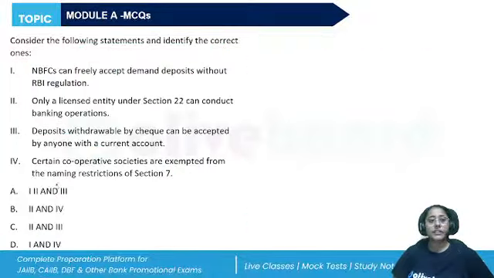All right, next question. Consider the following statements and identify the correct ones. NBFCs can freely accept demand deposits without RBI regulation. Only a licensed entity under Section 22 can conduct the banking operations. Deposits that are withdrawable by check can be accepted by anyone with a current account. Certain cooperative societies are exempted from the naming restrictions of Section 7. Read the statements very carefully and then select the correct ones.